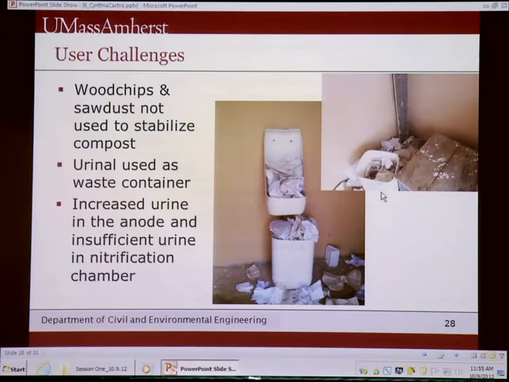at this moment. So that could mean that there's an increased amount of urine in the anode and insufficient urine in the nitrification chamber. And so with the Ghana data, we're not able to make any concrete conclusions yet. So we still need further data to be able to see if the system actually works.